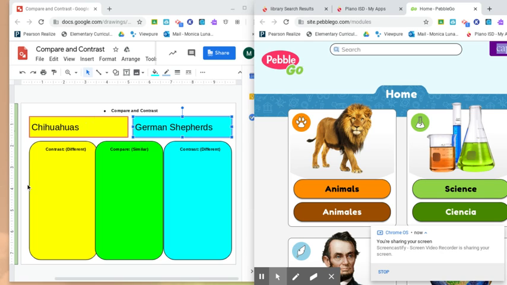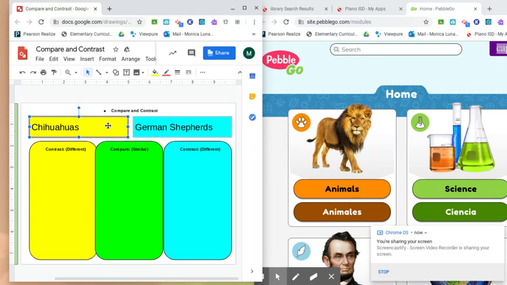And I did yellow and blue because when you mix them together, it makes green. So that's a good way to kind of figure out, okay, this is yellow, this is blue. When we put them together, it makes green. So it's a good visual for you to have.